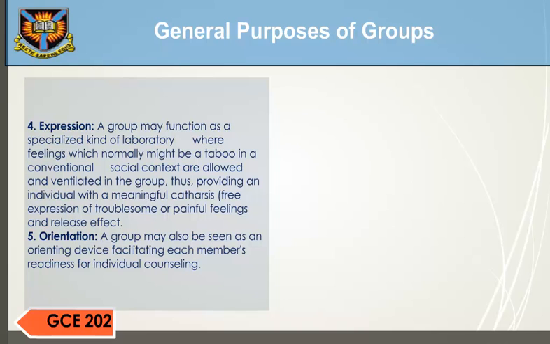4. Expression. A group may function as a specialized kind of laboratory where feelings which normally might be a taboo in a conventional social context are allowed and ventilated in a group, thus providing an individual with a meaningful catharsis, free expression of troublesome or painful feelings and release effect. 5. Orientation. A group may also be seen as an orienting device facilitating each member's readiness for individual counseling.